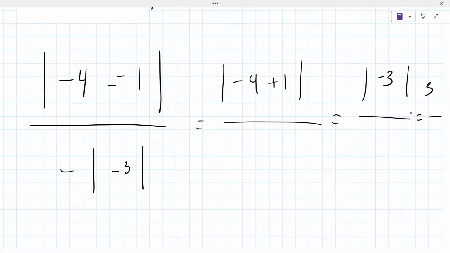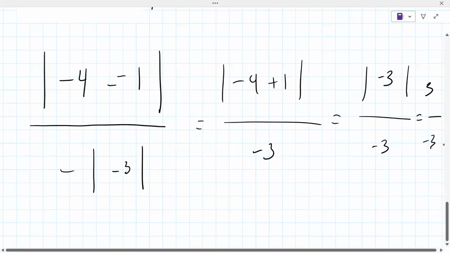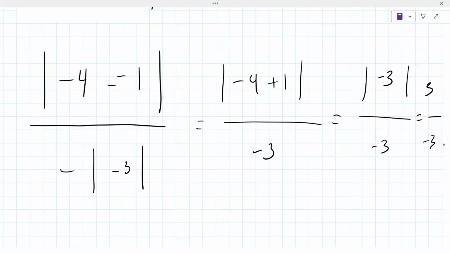Okay. And then on the bottom here, it becomes -3. So what is 3 over -3? -1. All right, very good. Okay. Let's see here. Let me find a few more. All right, here's another one for you to look at.